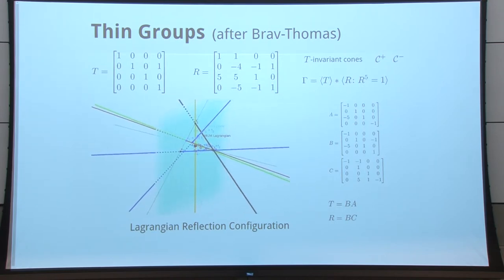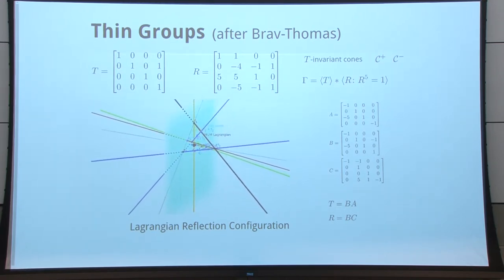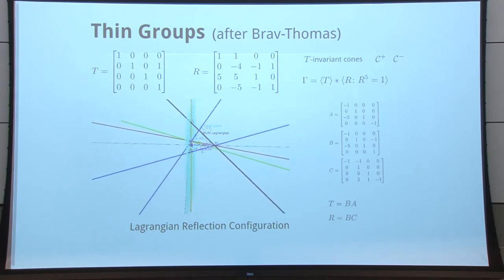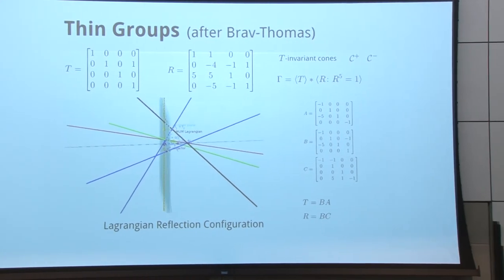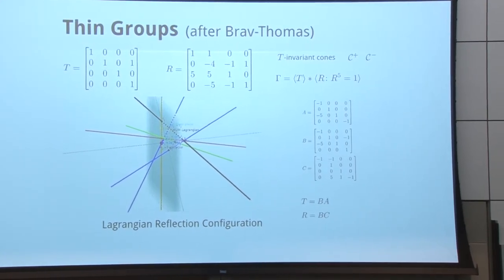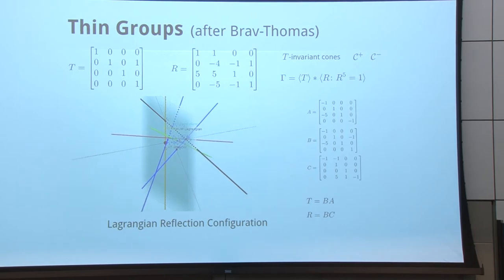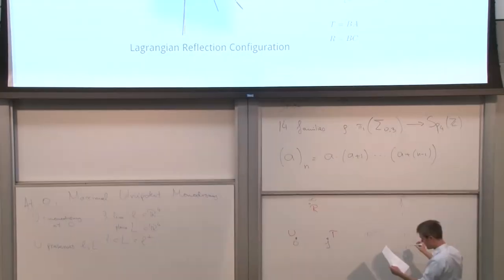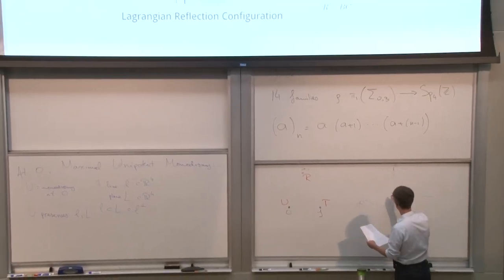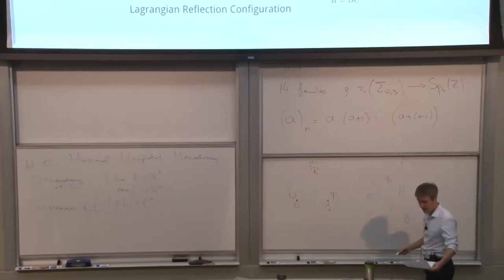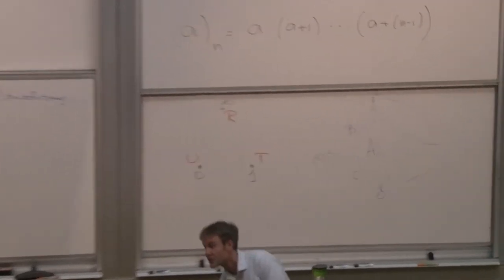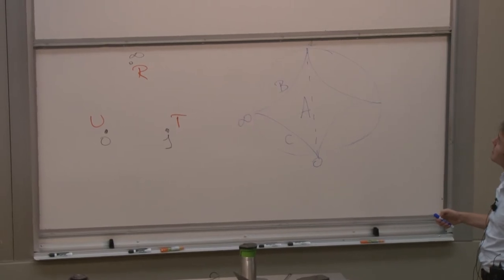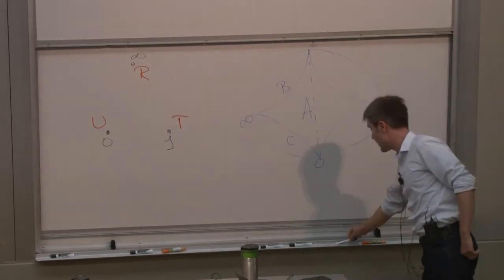So you have the same kind of picture as in the Schwarz reflection principle. If you think of this as the uniformization of 0, 1, and infinity, so you have 0, 1, infinity, and then you have here the matrices A, B, and C, then in fact you can factorize the monodromy representation the way it's written over there. T is the product of two reflections, B and A. R is the product of the other two reflections, B and C.